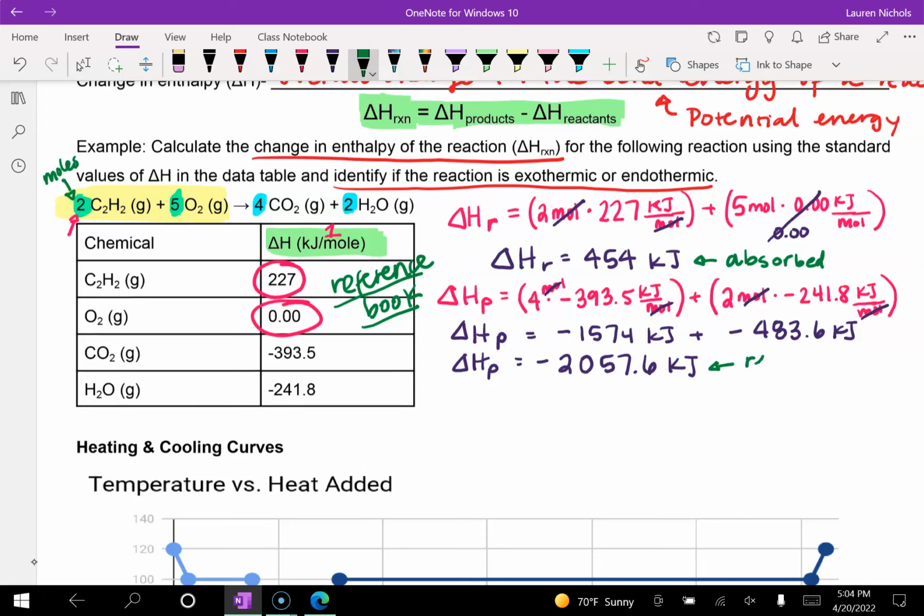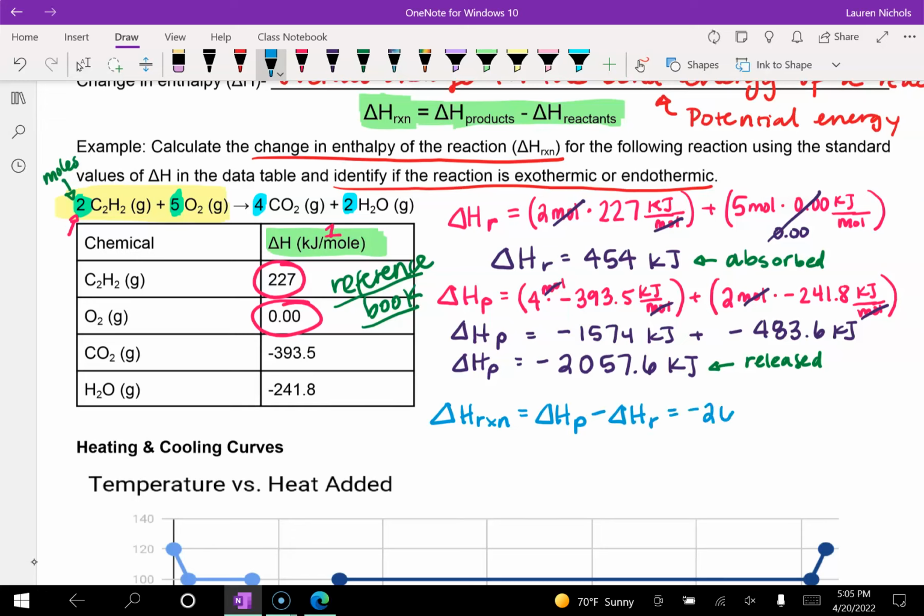It's also being released because this value is negative. However, the releasing is a much larger number than the reactants. So what we'll notice is that when we do the delta H of our reaction, which is the delta H of my products minus the delta H of my reactants, that will give me a very interesting value.